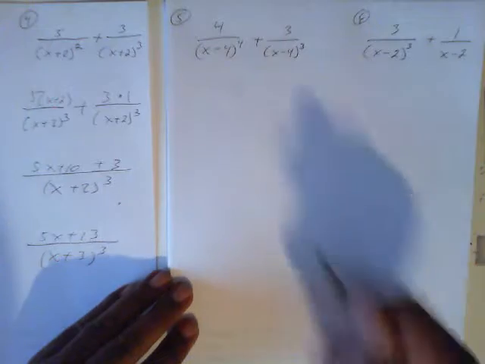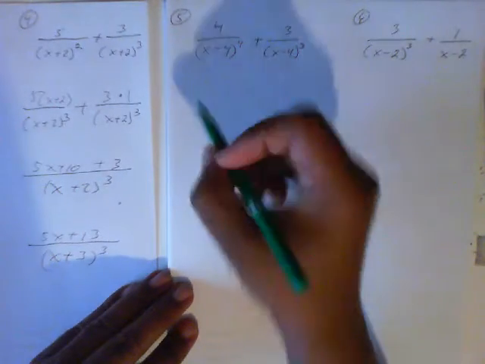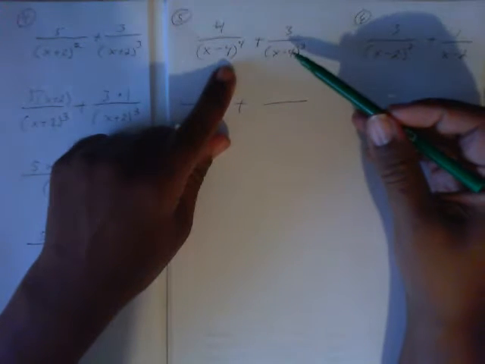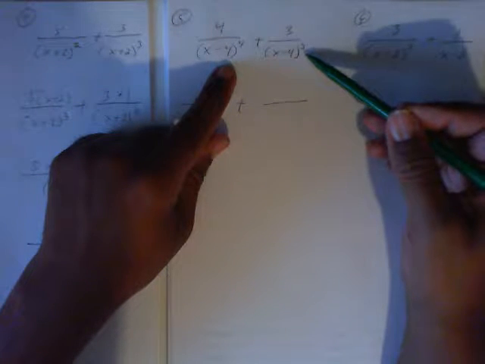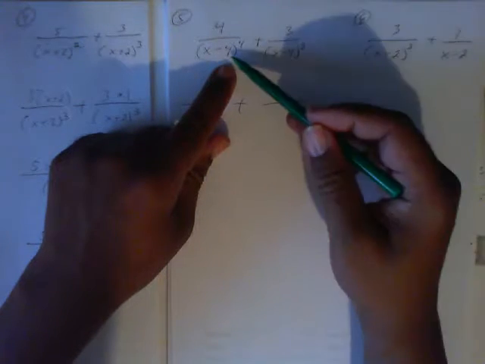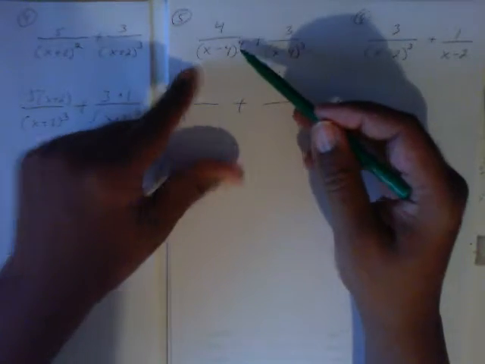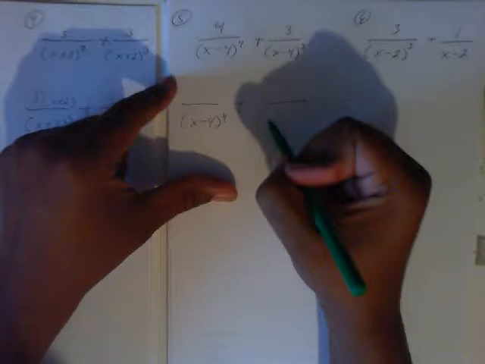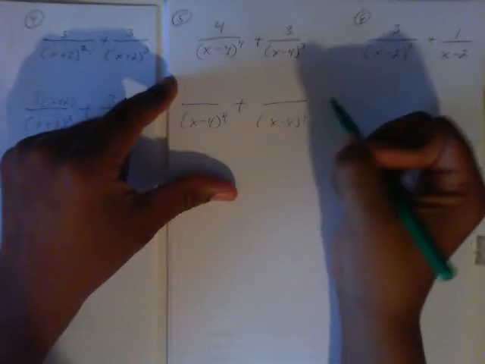Okay, here we can add these two fractions. We have common denominators, and we have x minus 4 to the fourth and x minus 4 to the third power. Okay, the least common will be the x minus 4 to the fourth power, and then x minus 4 to the fourth power.